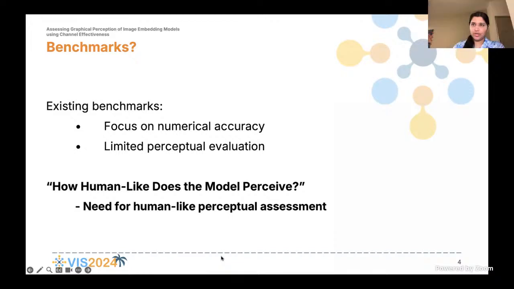Great, thank you. I think we have time for one more question. Are there any channel combinations that might impact model performance? How do you evaluate one channel's effect influencing the perception of another channel?